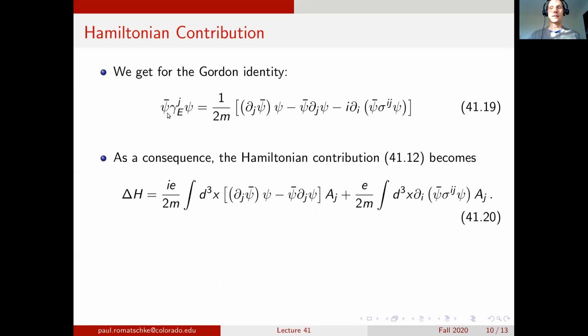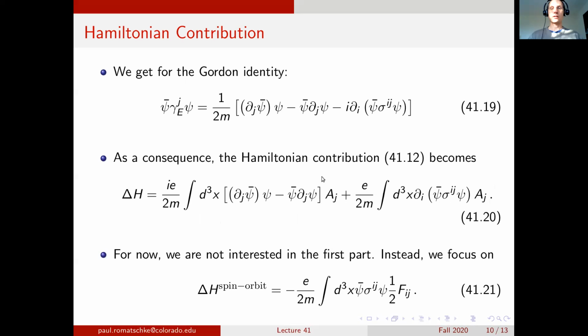Using this coordinate identity in the Hamiltonian, we then find that the Hamiltonian has two parts. There's one part that is given by this combination of derivatives in the first part and the aj. And then there's a second part that has this total derivative of this expression times the gauge field.